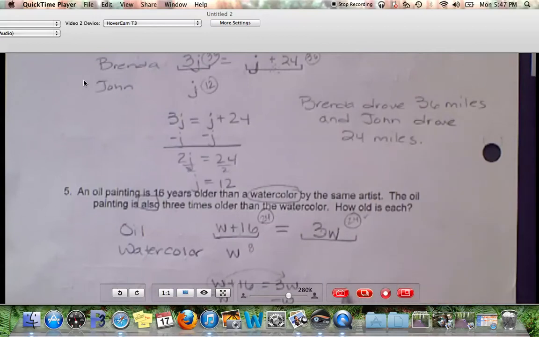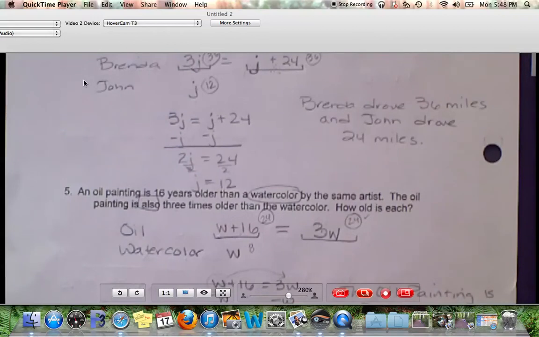How old is each? The oil painting is 24 years old, and the watercolor is 8 years old.